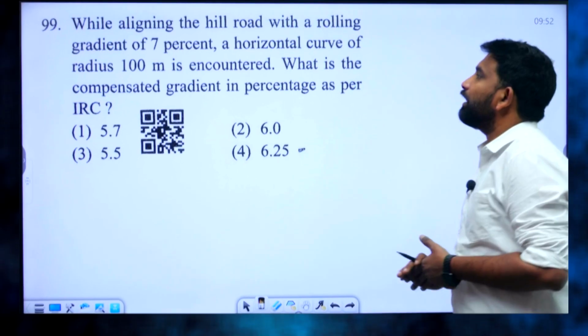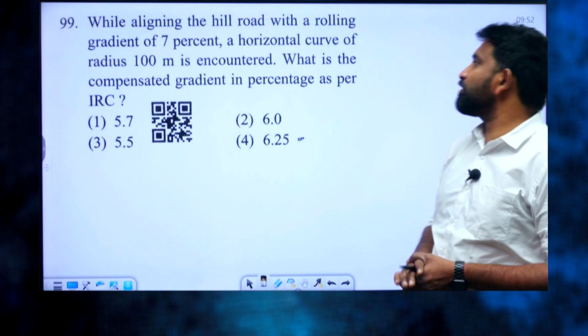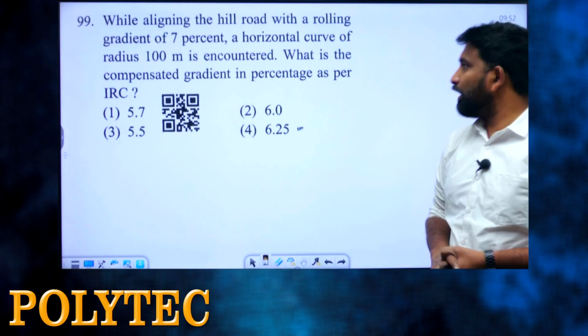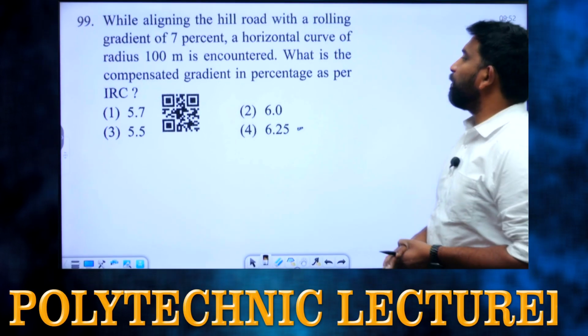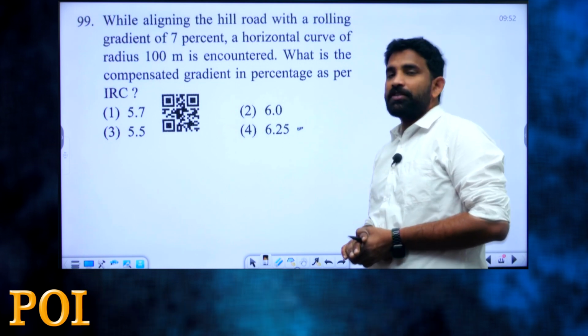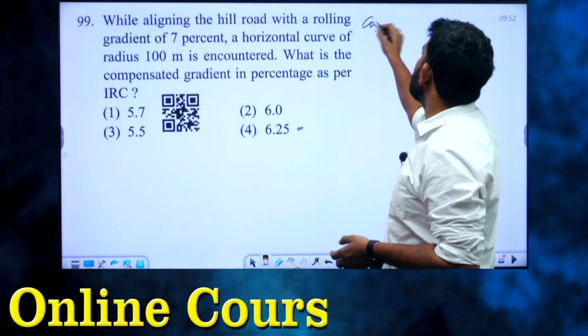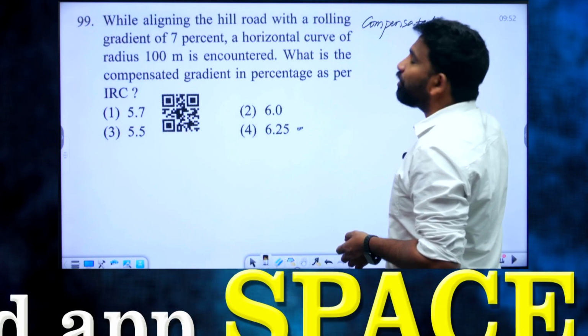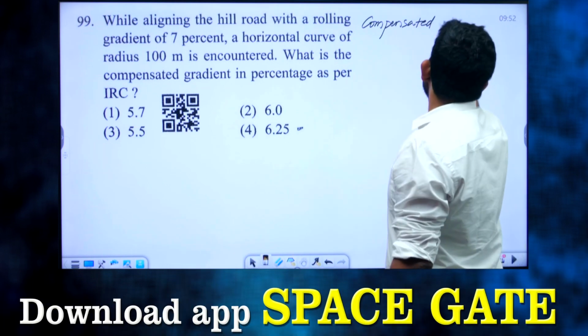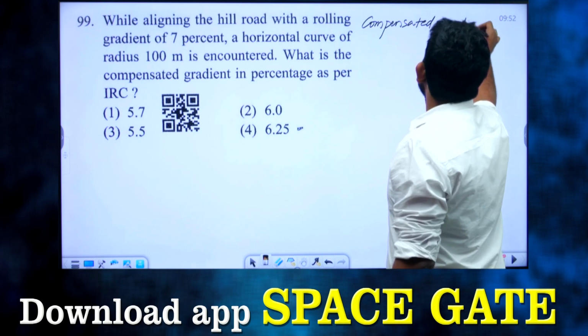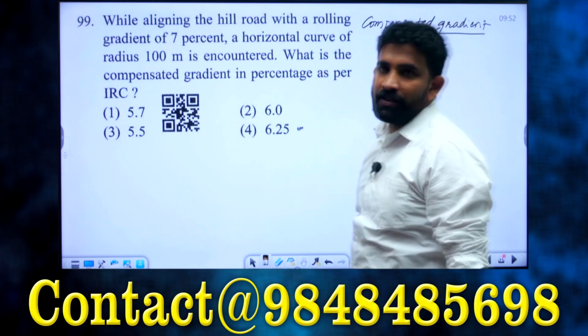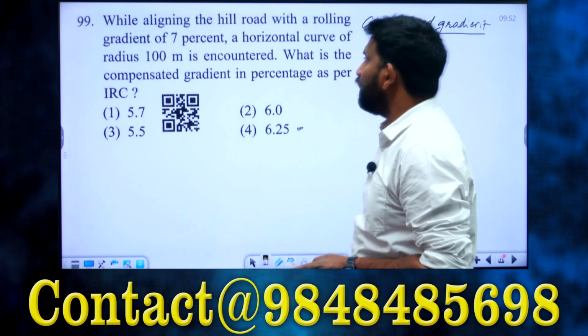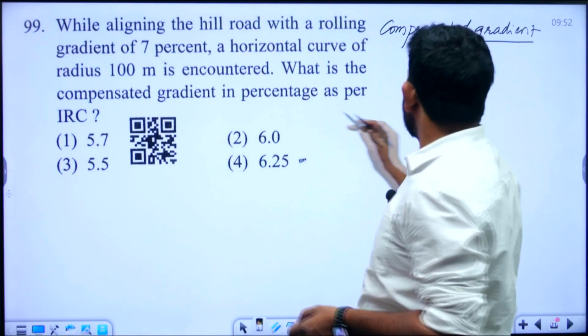While aligning the hill road with a rolling gradient of 7%, a horizontal curve of radius 100 meters is encountered. What is the compensated gradient in percentage as per IRC? Now the question is regarding the compensated gradient. It's not about the grade compensation, it's about compensated gradient. Now we are supposed to find out this compensated gradient because the question is very clear about that. So what is this compensated gradient?